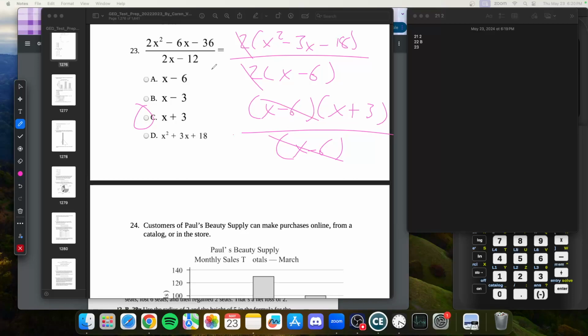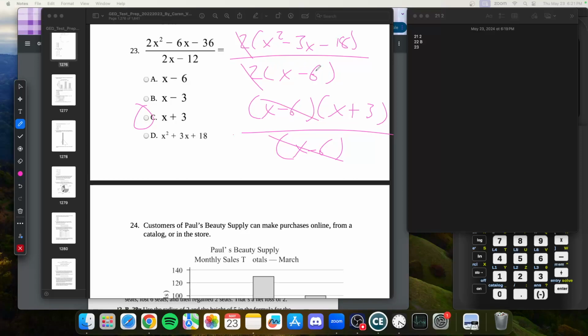That's factoring. How do you factor? It's just guess and check. It's not a super easy skill to learn, but yeah. So hopefully you can see that everything is divisible by 2, so that we can take out a 2 on the top and the bottom. 2 times x squared is 2x squared. 2 times negative 3x is negative 6x. 2 times negative 18 is negative 36. Same thing down here: 2 times x is 2x, and 2 times negative 6 is negative 12.